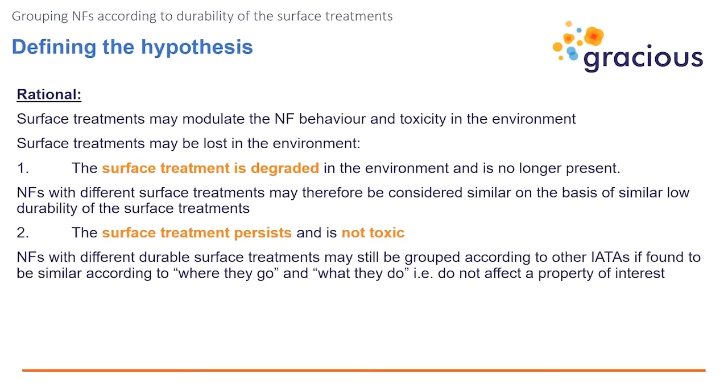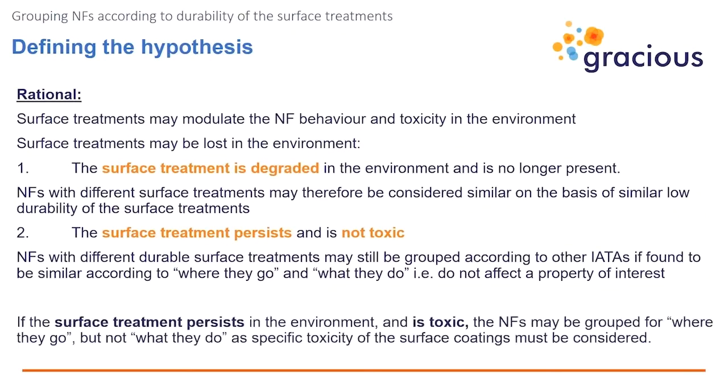Alternatively, you could have nanoforms where the surface treatment persists but is not toxic and does not change the toxic profile of these particles. In this case, nanoforms with different durable surface treatments may still be grouped according to other IATAs if it is found that they are similar according to both where they go and what they do. I.e., this means that if you have two particles with different surface treatments, if, for example, the attachment efficiency and the dissolution rate don't differ between those two particles, they may still be grouped by that generic hypothesis that I described earlier.